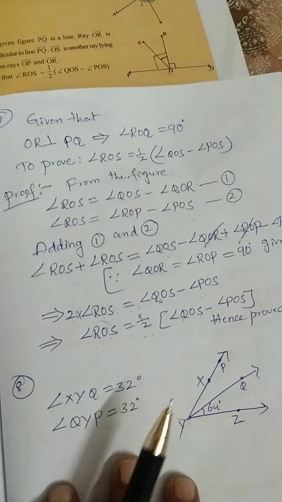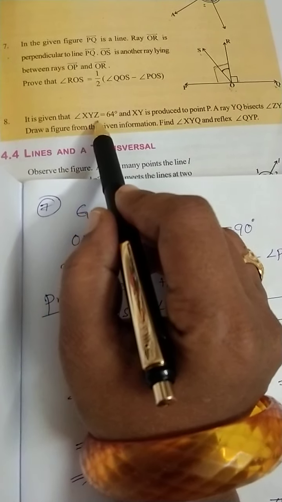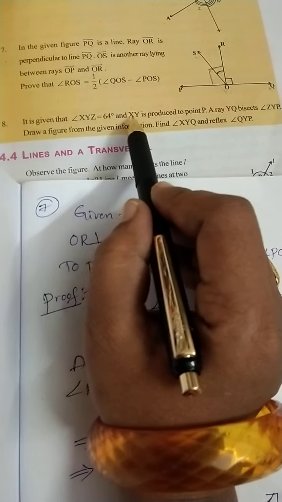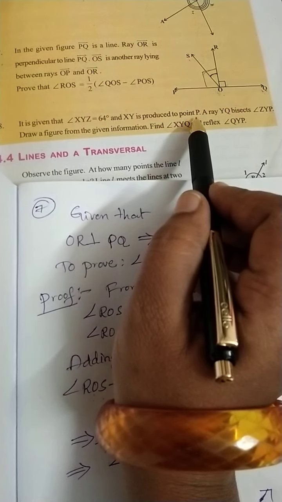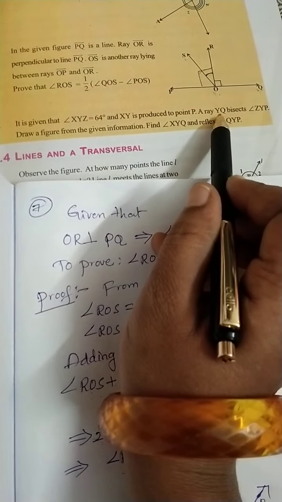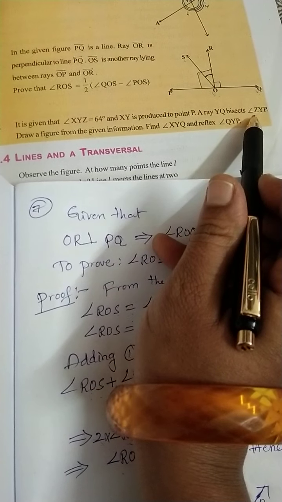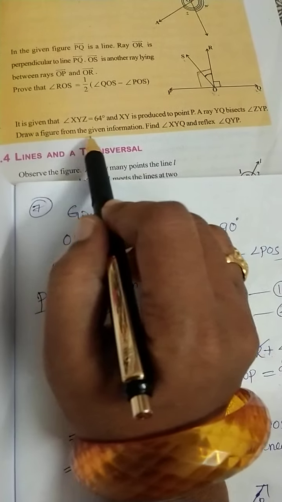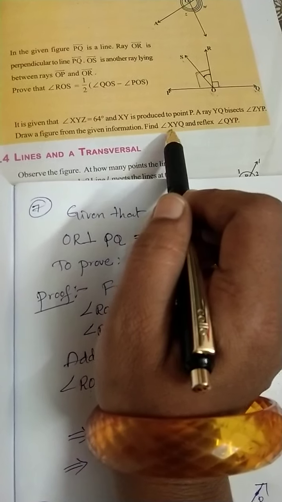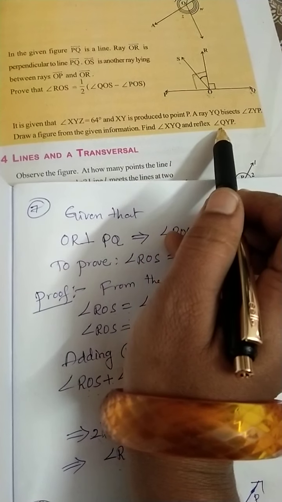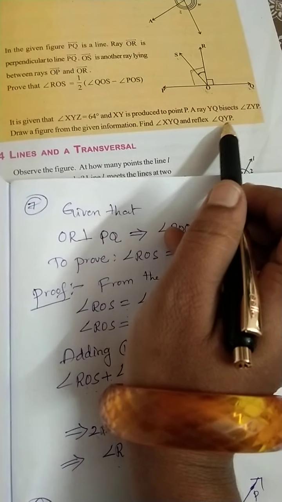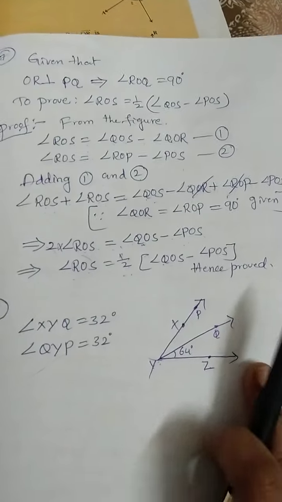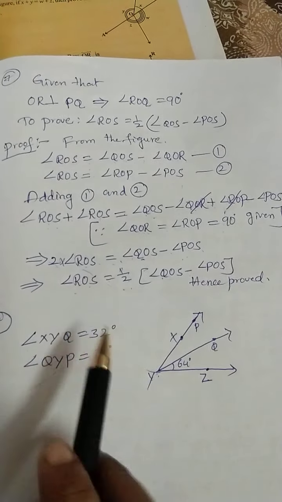What we needed to prove. Now 8th question. It is given that angle XYZ is 64, XY is produced to point P. A ray YQ bisects angle ZYP. Draw a figure from the given information. Find angle XYQ and reflex angle QYP also. Very simple. Here I did whatever is there.